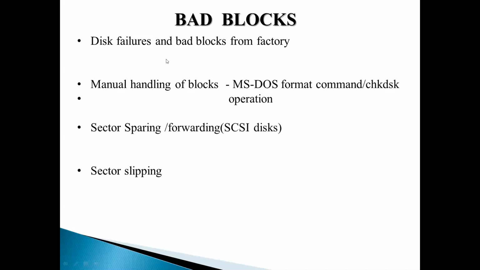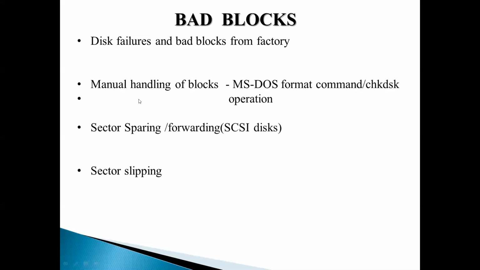So when there are bad blocks in a hard disk, how are we going to handle them? There are three ways in which bad blocks can be handled. One is manual handling, the other is by using sector sparing or forwarding, and the third is by using sector slipping. So the first one is by using manual handling of blocks.